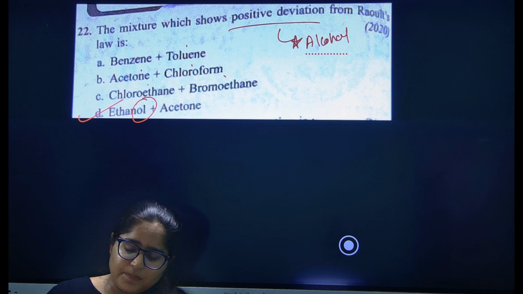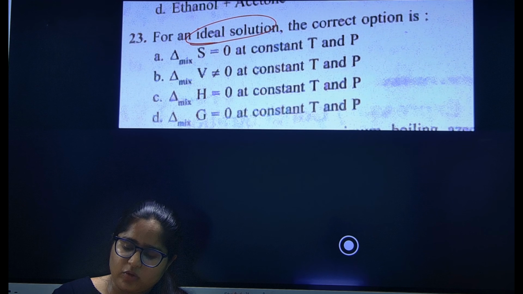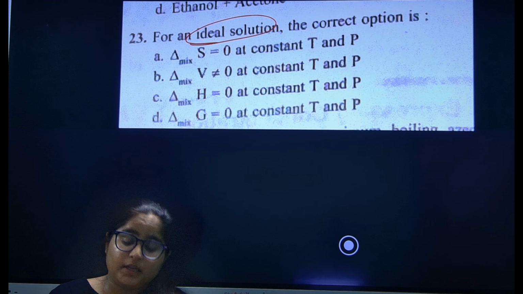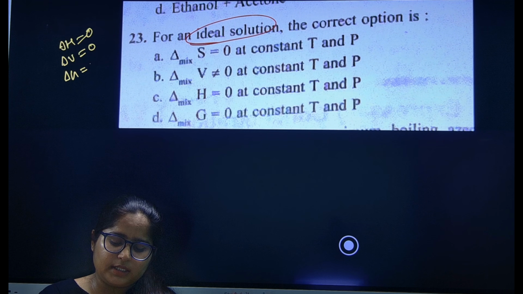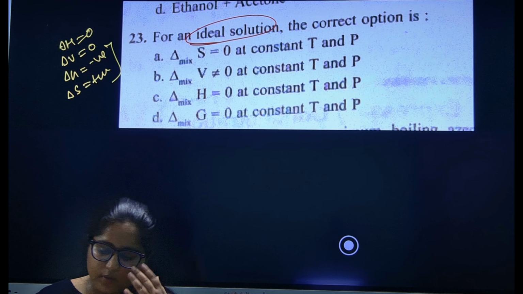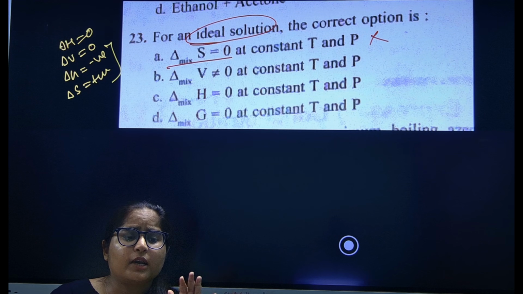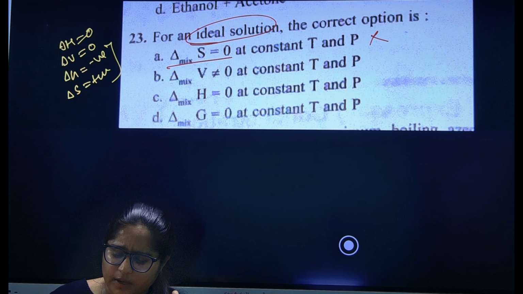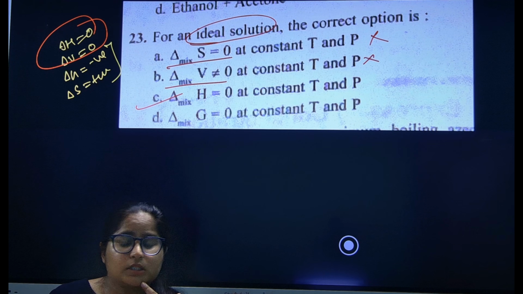Okay. Next question. For an ideal solution, I am writing here. We know, madam, for an ideal solution, delta H will be 0, delta V will be 0, delta G is negative for all solutions and delta S is positive for all solutions. Let us see what options they are giving. Delta H is 0, no ma'am, very bad. Delta S is positive for everything, not only ideal; ideal, non-ideal, positive everywhere. Delta V mix not equal to 0, no, delta V is 0, wrong option. Delta H is 0 at constant temperature, yes ma'am, option number C is the right answer.